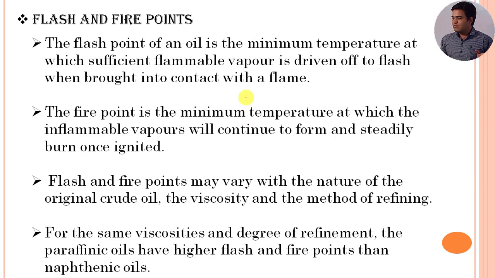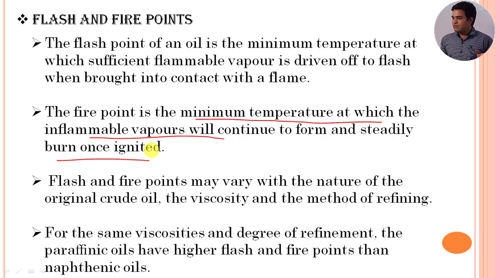Flash point and fire point. The flash point of an oil is the minimum temperature at which sufficient flammable vapor is driven off to flash when brought into contact with a flame. In a simple manner, you can understand it as the temperature at which the oil catches fire, which is called the flash point. The fire point is the minimum temperature at which the inflammable vapors will continue to form and steadily burn once ignited.